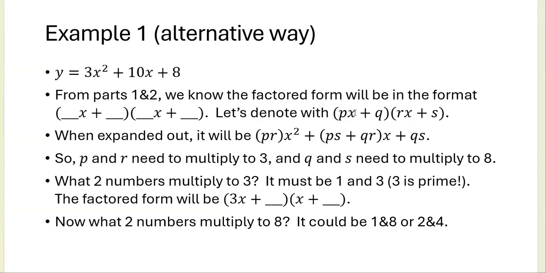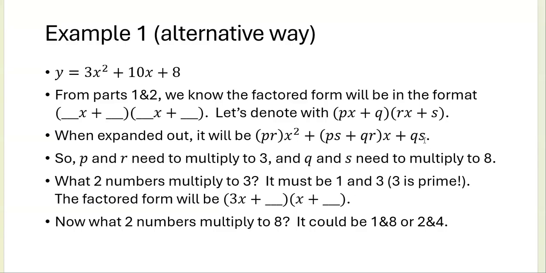So this is the general factor form. We'll have to find these p, q, r, and s. All right, so pr needs to multiply to positive 3, and we need q and s to multiply to 8. We pay attention to that. And now let's think for the p and r. What two numbers multiply to 3? 3 is prime, so it has to be 1 and 3. There's no other choice. So we can already know the factor form is in the form of 3x plus something, x plus something.